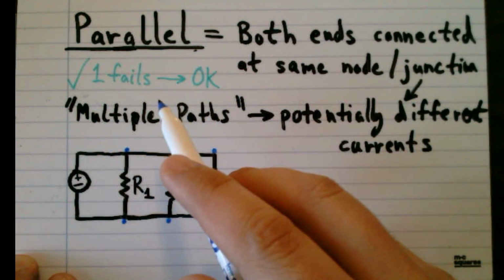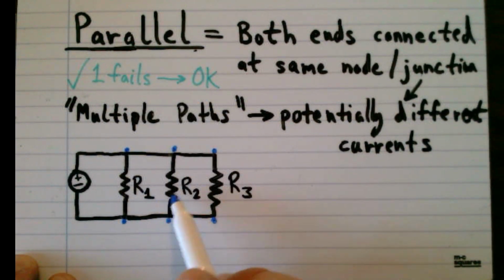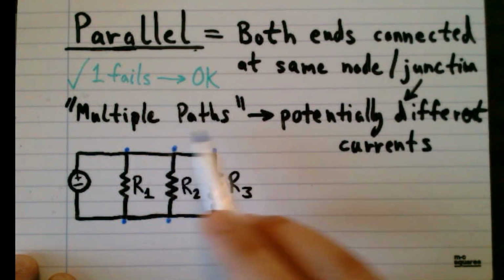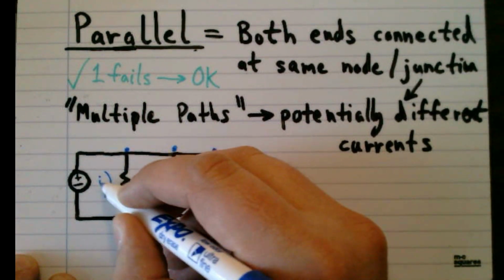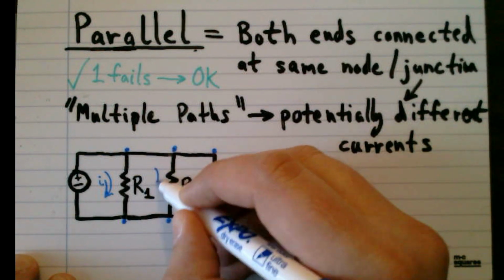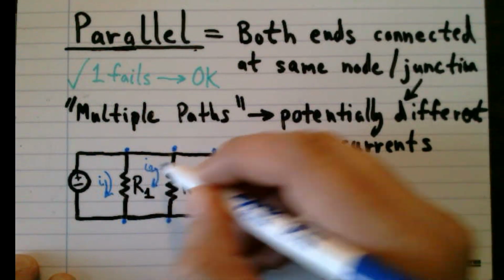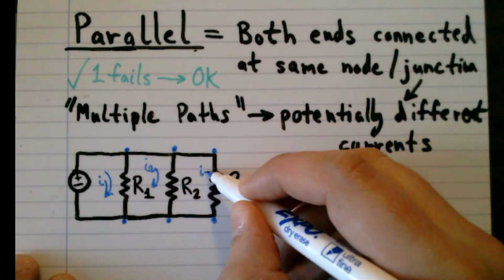This means that if one of the resistors fails, it's okay, the circuit will still operate because there are multiple paths for the current to take. This also means that we have potentially different amounts of current in each one of these loops.